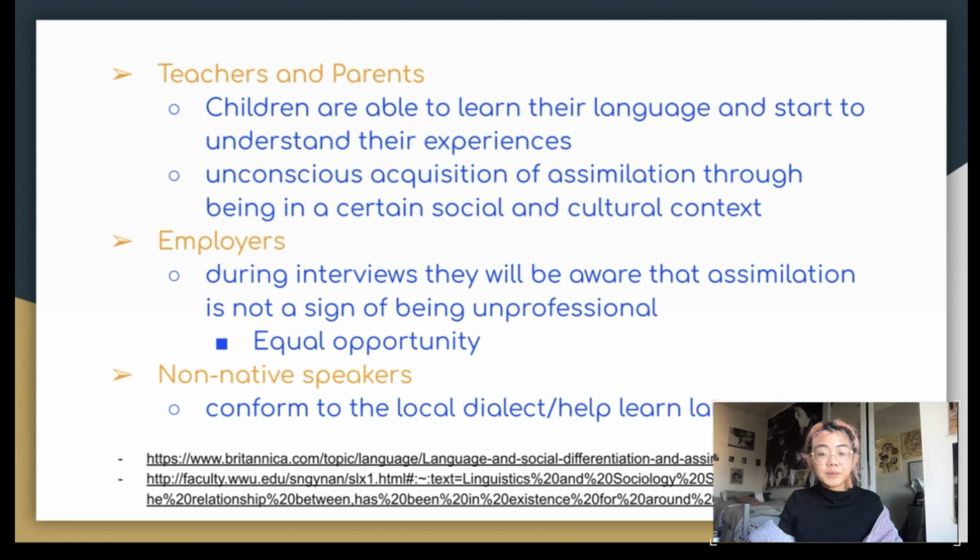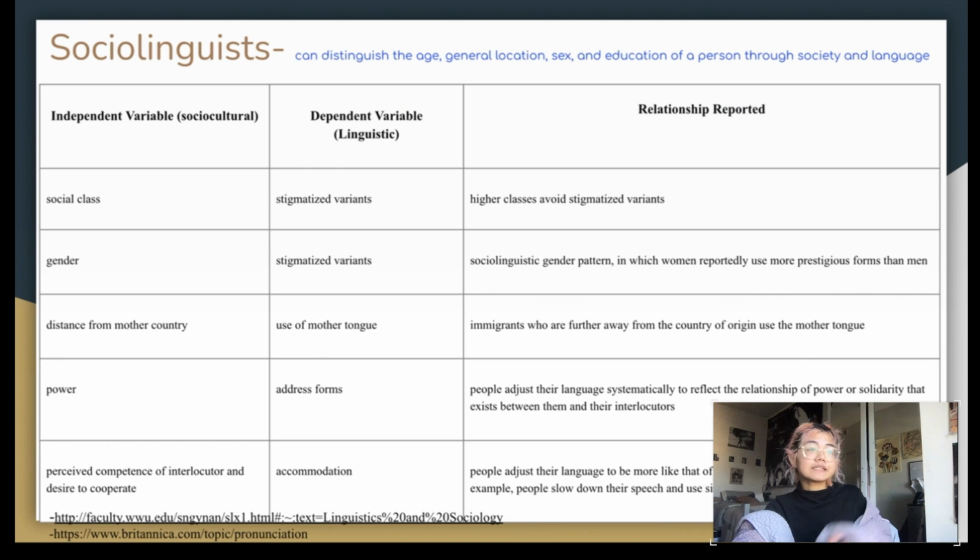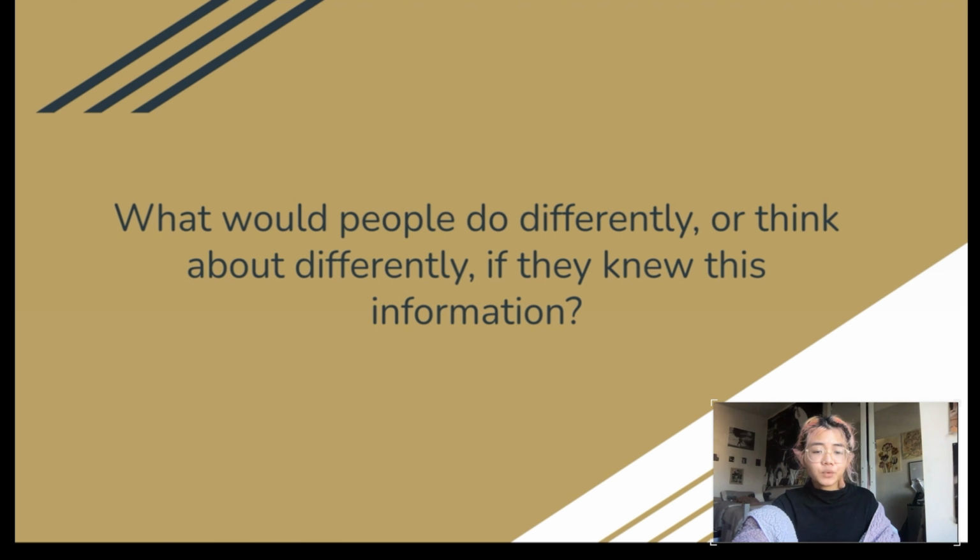And for non-native speakers, it will help them understand what a native speaker is saying or why they speak that way, and eventually they could conform to the local dialect and help them learn the language. Social linguists can distinguish age, general location, sex, and education of a person through society and language, which is really interesting. So what would people do differently or think differently if they knew this information?